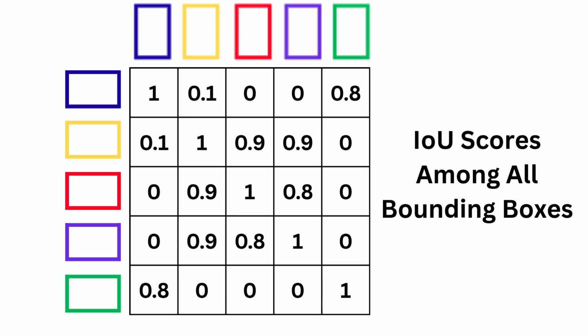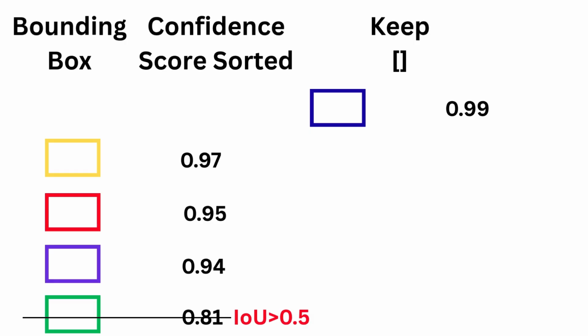In this table, the first row shows the IOU between the blue box and all other boxes. So we can see that the IOU of the blue box and the green box is greater than 0.5. It is 0.8 in this case. So we will discard this box. Now we will again select the highest confidence box from the list and add it to the keep list. This box will be removed from the original list.